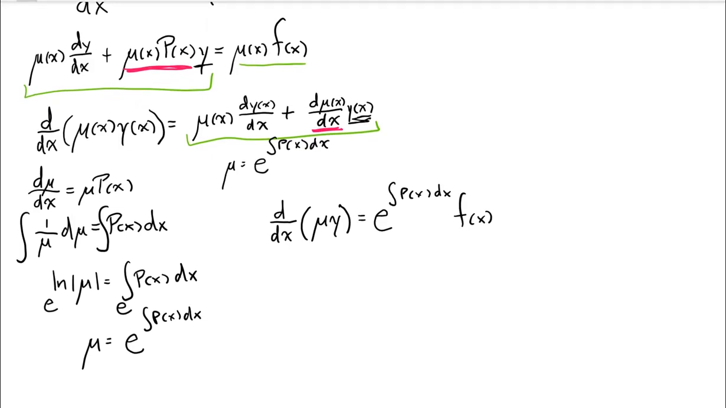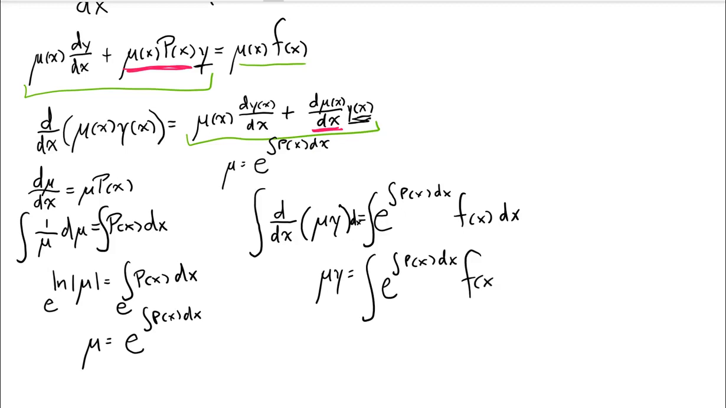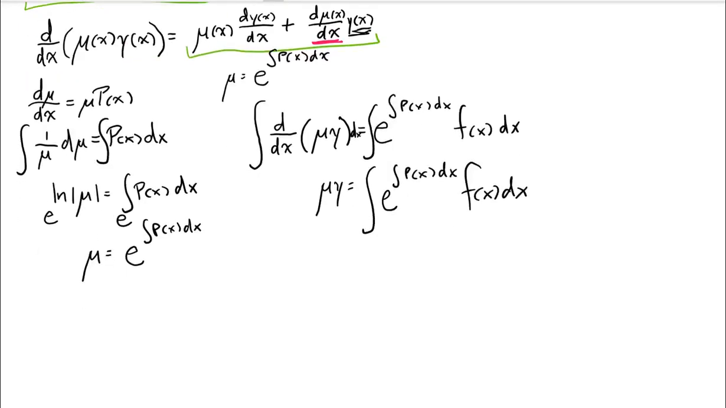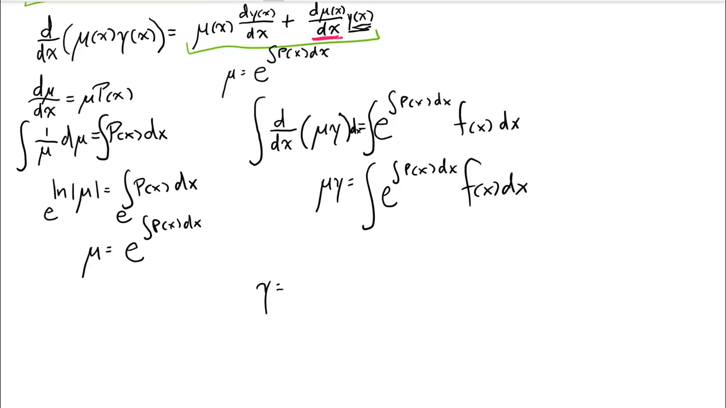And now, for the last step, if we integrate both sides of this, so d/dx and integral of this dx, then what we'll have is mu times y is equal to the integral of e to the integral of p of x dx times f of x dx. And for our very last step, to solve for our solution, we'll have y is equal to 1 over mu times the integral of e to the integral of p of x dx times f of x dx.